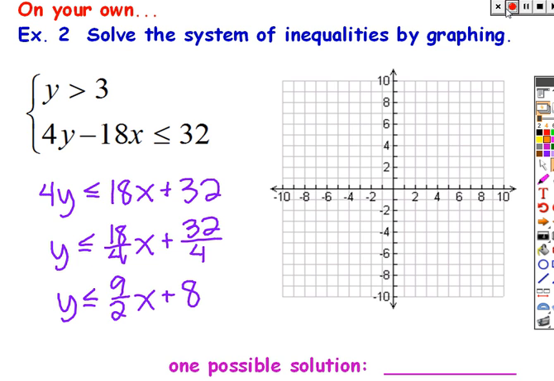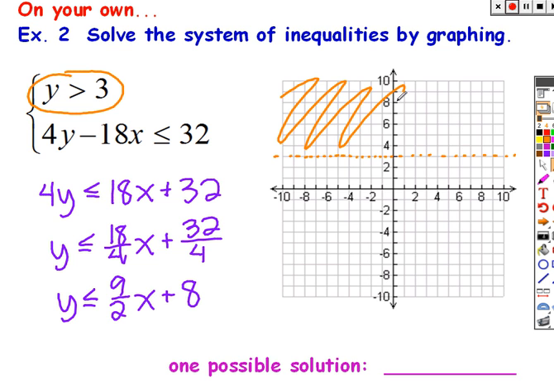So your first inequality, I want any point where the y-coordinate is greater than 3. So if you graph the line y equals 3, it'd be somewhere along here. Now I'm dotting it because I only want where y is greater than 3. So that tells me I'm not including any points on that line y equals 3. I only want points above where y is greater than 3. So this is the look for the first inequality.